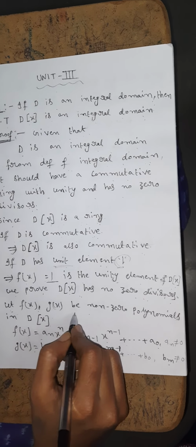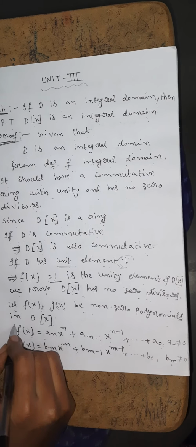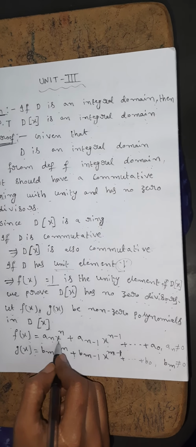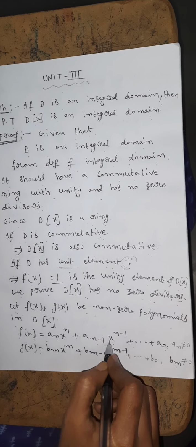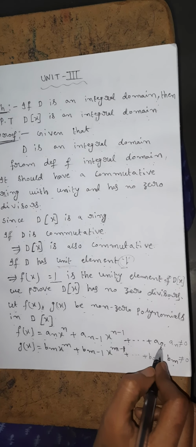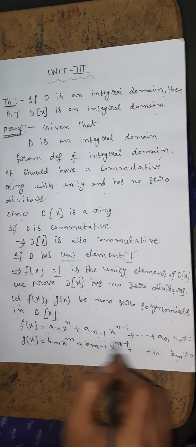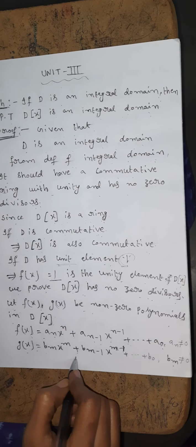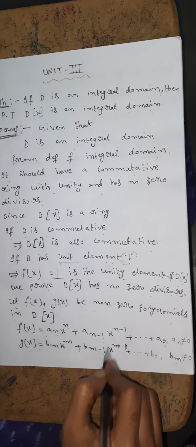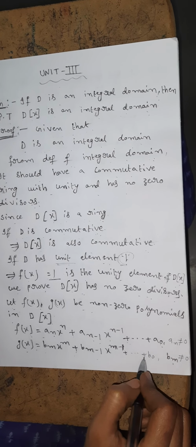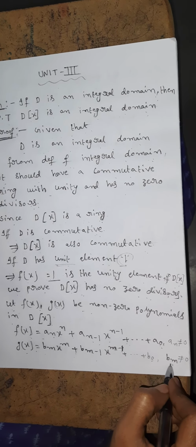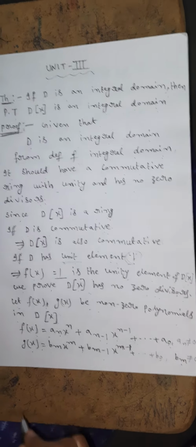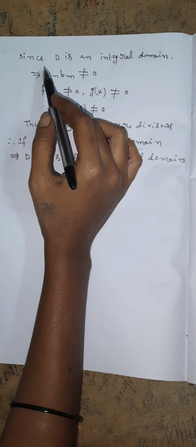Let f(x), g(x) be non-zero polynomials in D[x]. So f(x) = a_n x^n + a_(n-1) x^(n-1) + and so on + a_0. So a_n is not equal to 0. Similarly, g(x) = b_m x^m + b_(m-1) x^(m-1) + and so on + b_0, since b_m is not equal to 0. See here. Next వచ్చేసి కంటిన్యూషన్.